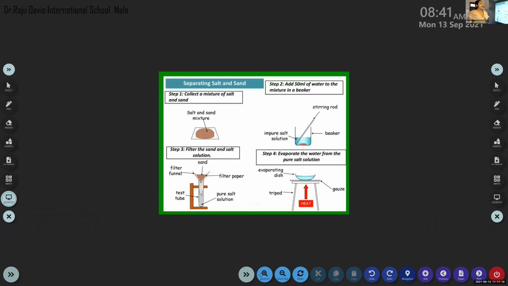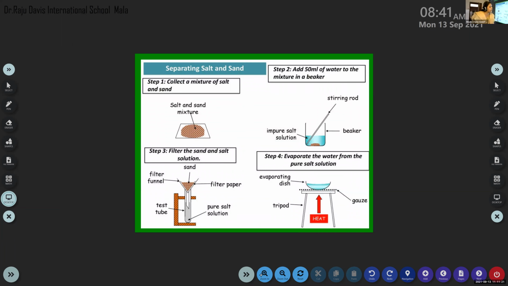I think last class we were having this activity I was showing, and I told some of you to do it. We also separated water from salt. Very good. Congratulations to all those who separated. I was just asking Cheryl to explain to us the separation of water from salt. I think that is a little tedious process, but you can see it.